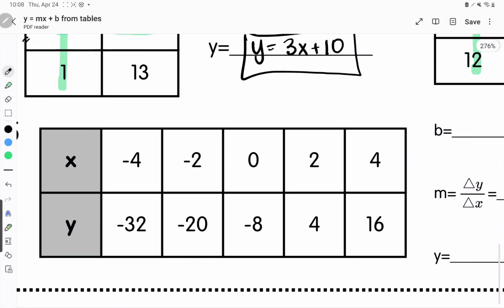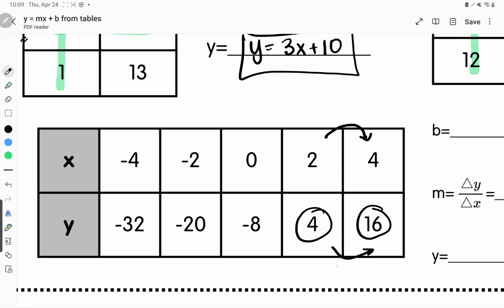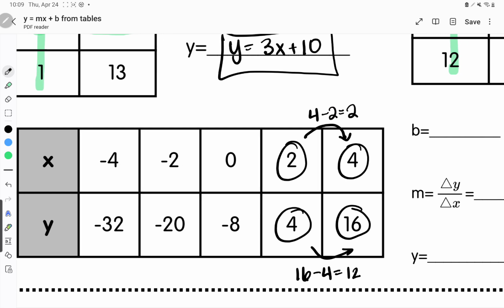And then I have my last one, and this time we have a sideways table, so that'll change how we find m by just a little bit. My first step when I see a table is to do what? Draw my arrows. Well, I see all of these negatives all the way through right here, so I'm going to draw my arrows right here and right here. On the bottom, what would I subtract? 16 minus 4. And 16 minus 4 gives me 12. On the top, what would I subtract? 4 minus 2. And 4 minus 2 gives me 2.